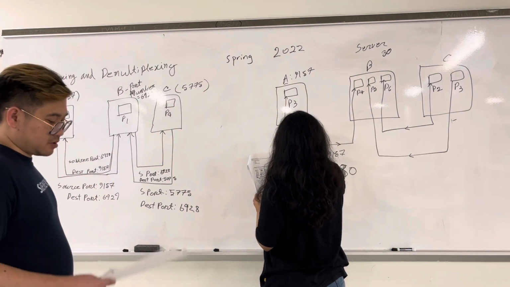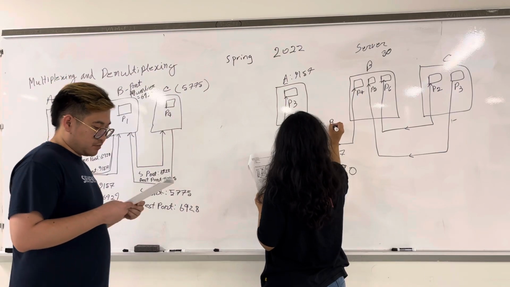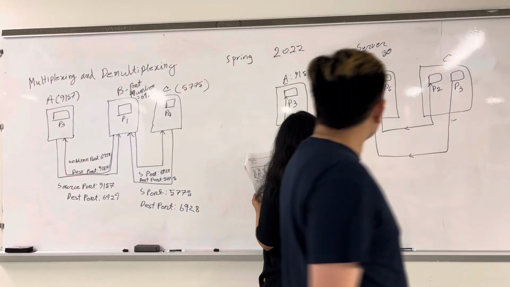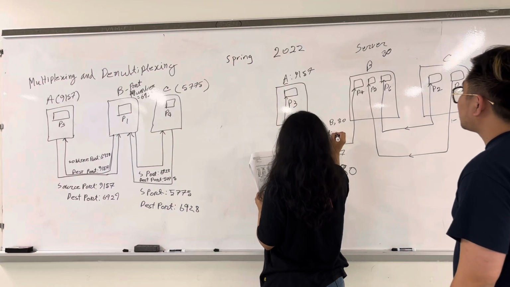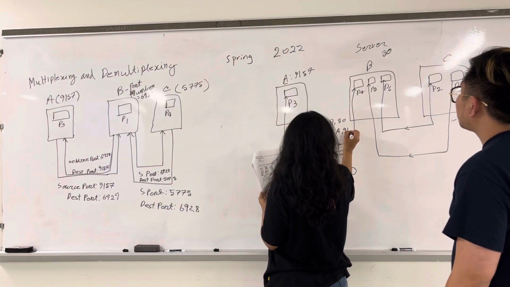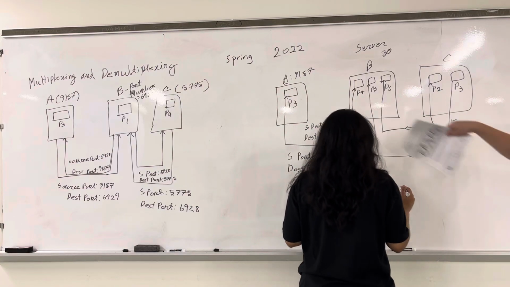So here the source port will be B at 80, and the destination port will be A and 9157. So you have B and A as the IP addresses, and then the ports.